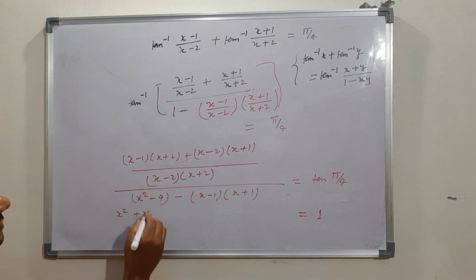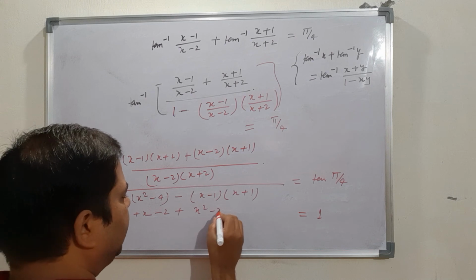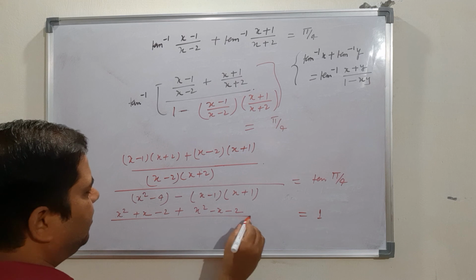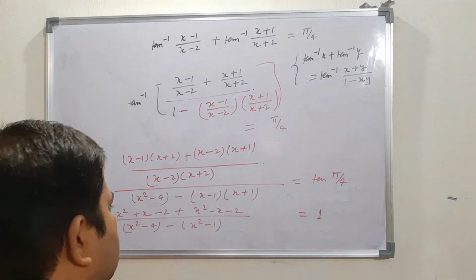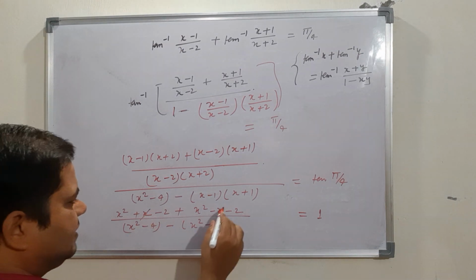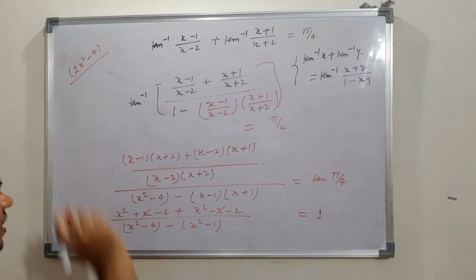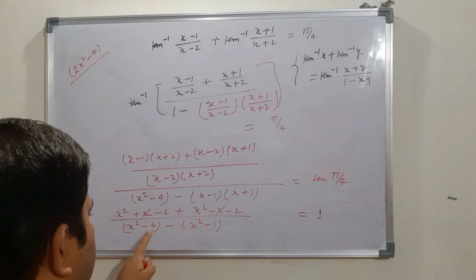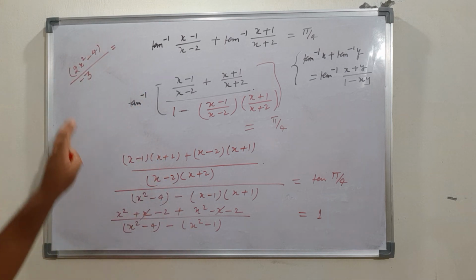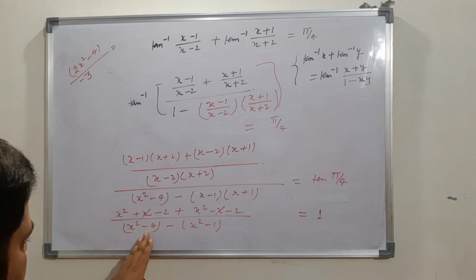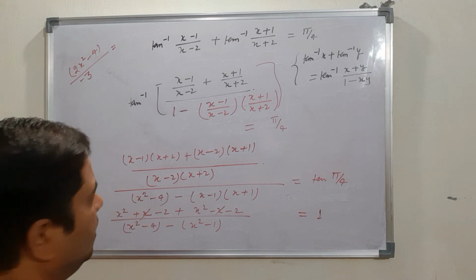And here, x square plus 2x minus x minus 2, plus x square minus 2x plus x minus 2, that means the x terms cancel, divided by x square minus 4 minus x square plus 1. So after solving the whole expression, we get 2x square minus 4 divided by, x square cancelled out, minus 4 plus 1, this means minus 3, and this is equal to 1.